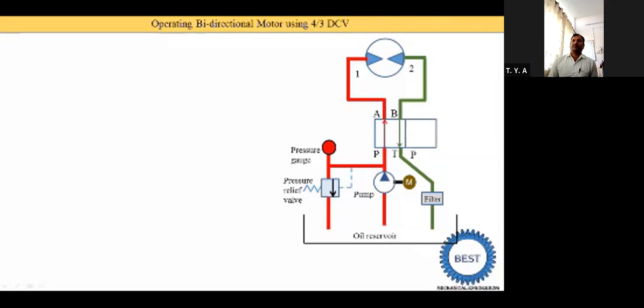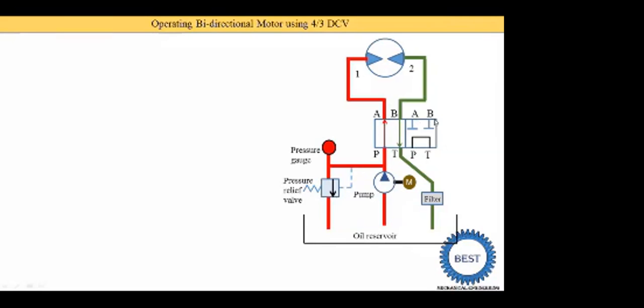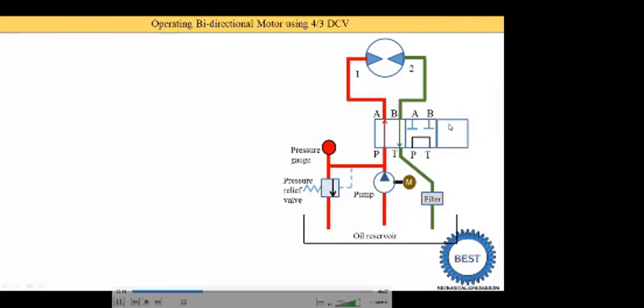This 4 port is total in a 1 position, 4 port is provided. This is the P port, this is the T port. Okay, and P and T are connected, which is called the tandem center mid position, and A and B ports are closed. Now this is the second position, meaning this is the first, mid and the second position.